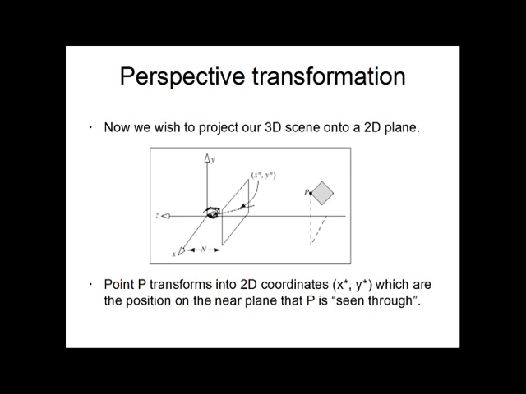And like you see here, we basically take a line from the point P in three-dimensional space towards the eye, and the spot where that line intersects with the screen or the near plane is the location of the two-dimensional coordinates on screen. So basically the point where we see the point P through the near plane.